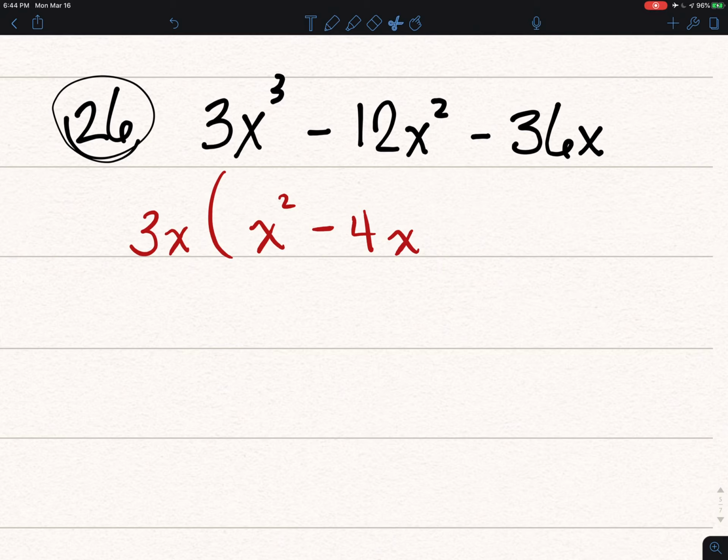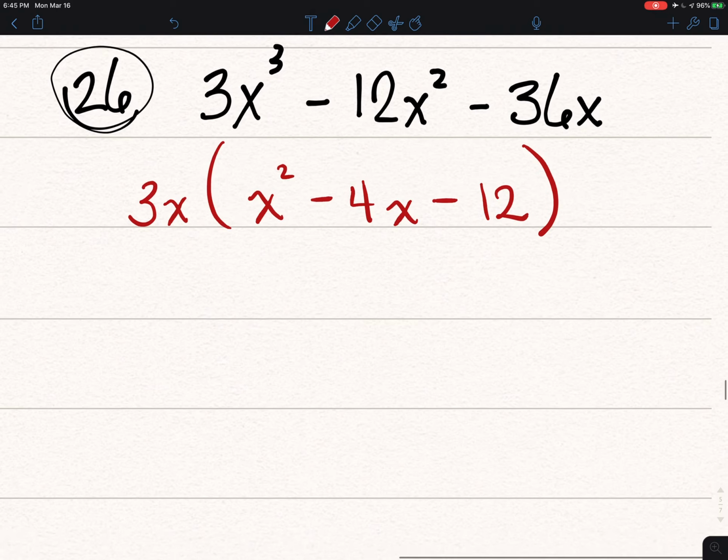All right, let's do the last term. What is negative 36x divided by 3x? Well, negative divided by positive, once again, is negative. 36 divided by 3 is 12. And last, x divided by x is 1, and I don't need to write down that 1. This is looking good so far. So now let's continue with our factoring.